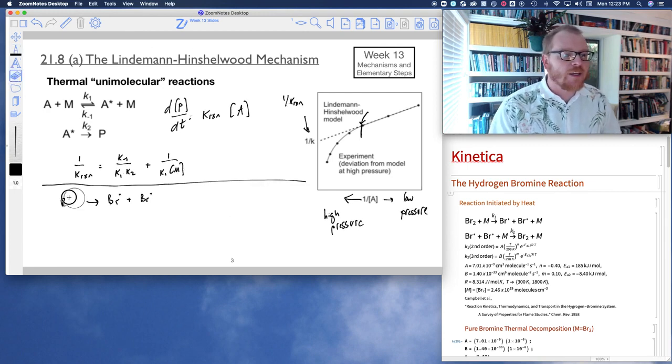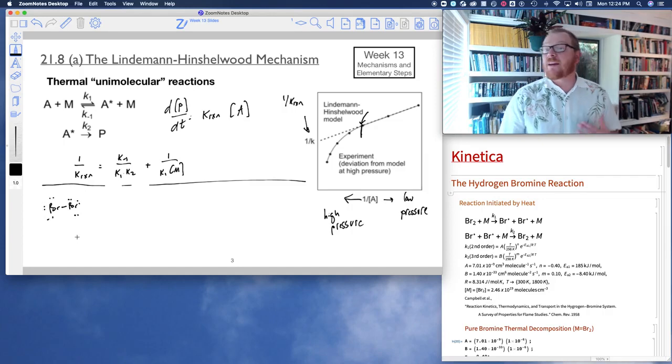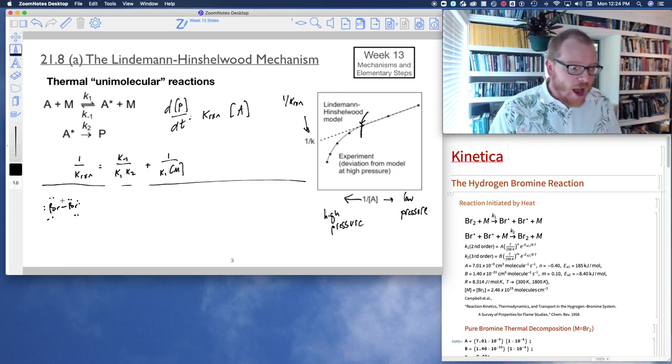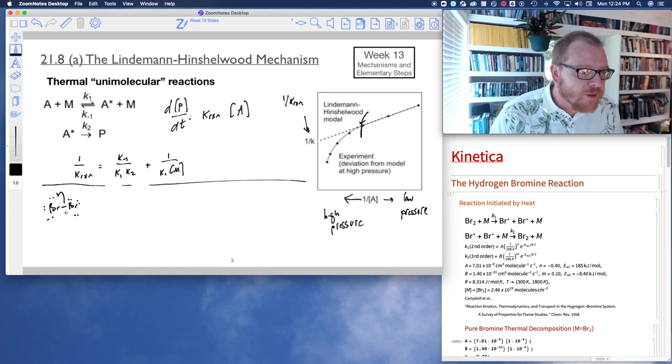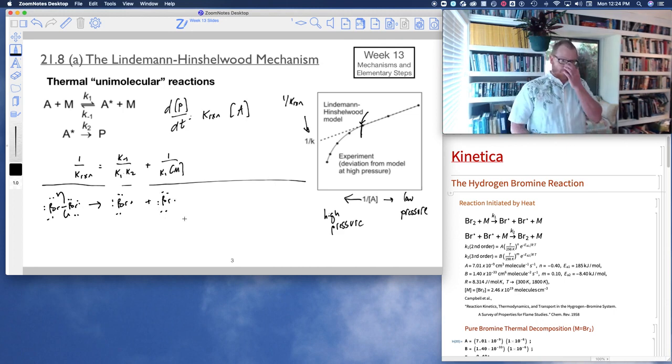Actually, let's get really fancy with this thing, right? And I'll draw the Lewis structures. So bromine and for the most part, the halogens are somewhat stable as radicals, okay, because of their valence shell. So now I get one bromine radical and another bromine radical, okay?